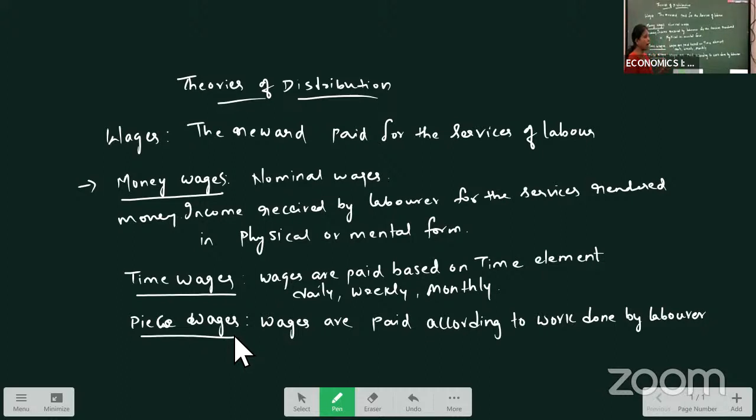Piece wages are those which are paid according to the amount of work done by them. The amount of work done by the laborer, like how much work they are doing. For example, they have to complete the work, so whether they completed the work or not, that way the piece wages are paid. Clear? Hope you understood these money wages, time wages and piece wages.